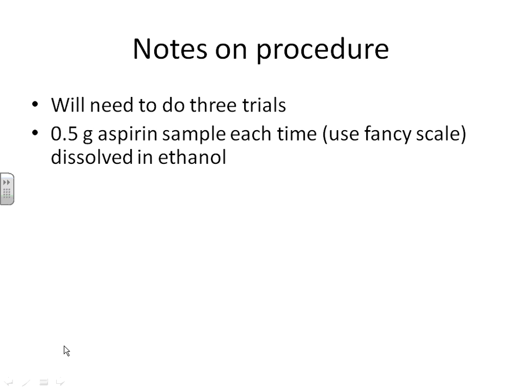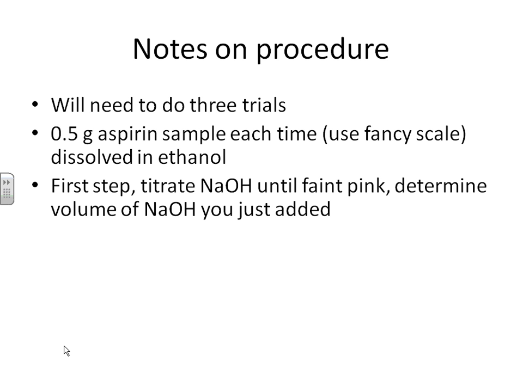Ethanol is going to be our solvent here because it is a somewhat polar solvent, and aspirin is a somewhat polar molecule, so they work well together. In the first step, in that initial titration, where the NaOH is neutralizing all of the acid, phenolphthalein is going to be our indicator, and we're going to titrate in the sodium hydroxide until we get that faint pink color. You're going to figure out how much NaOH you just added. You can easily get that information from the burette.